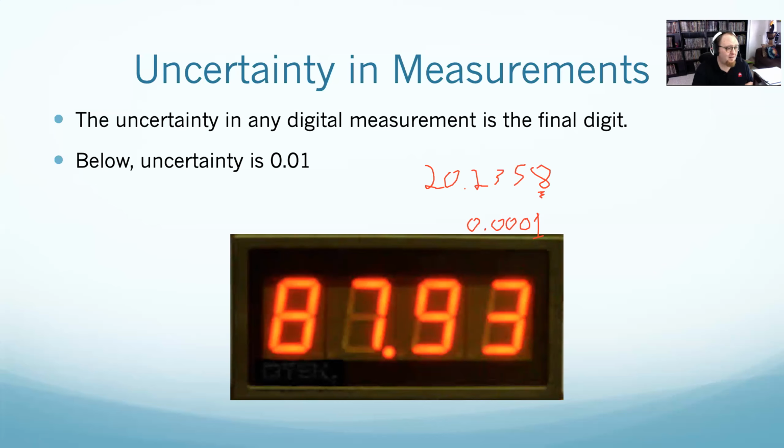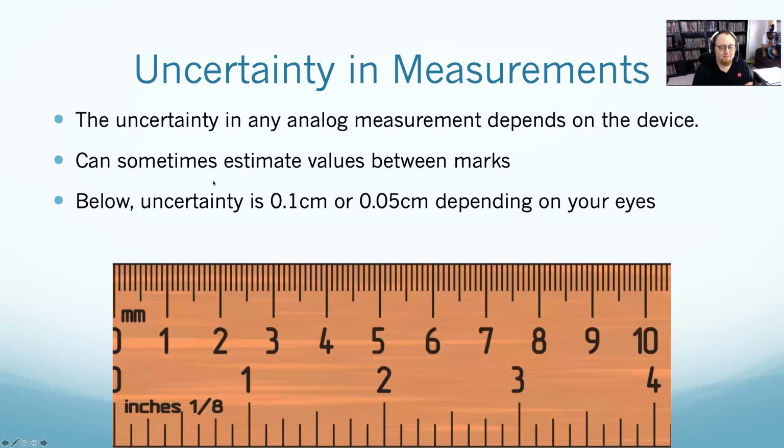For an analog measurement, it gets complicated. Some people would tell you that for an analog measurement, your uncertainty should always be half the least count, where the least count is the smallest size marking. This ruler that I have zoomed in here is showing every millimeter, so the uncertainty should be half a millimeter, or 0.05 centimeters. I personally don't believe that.